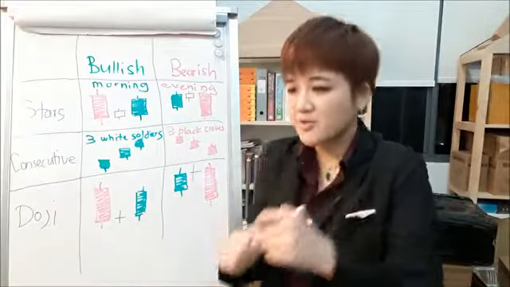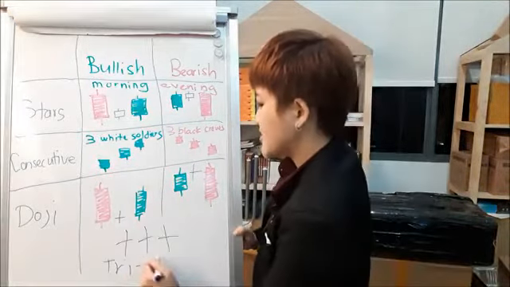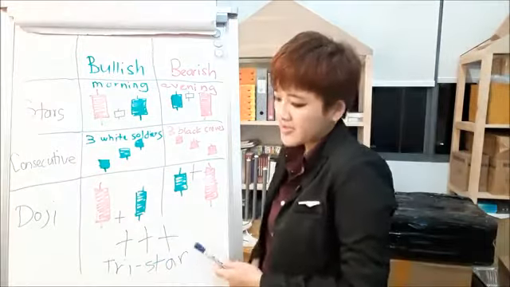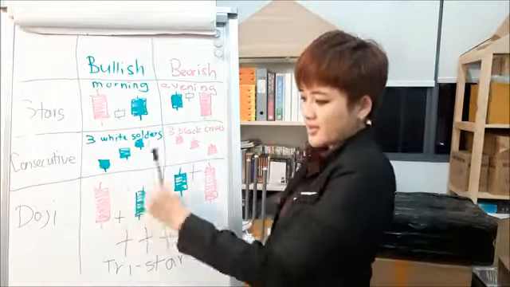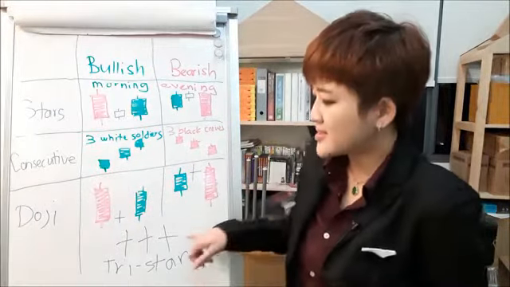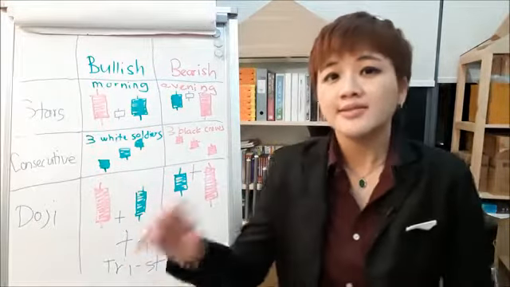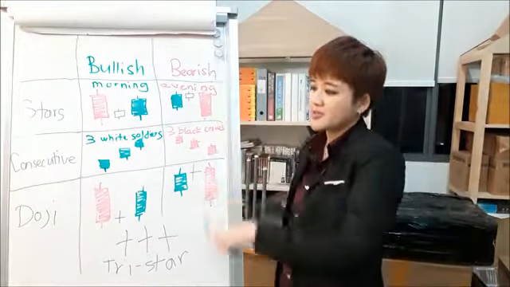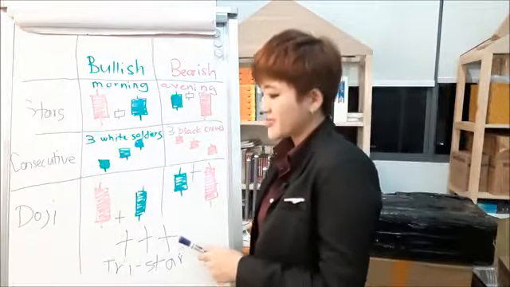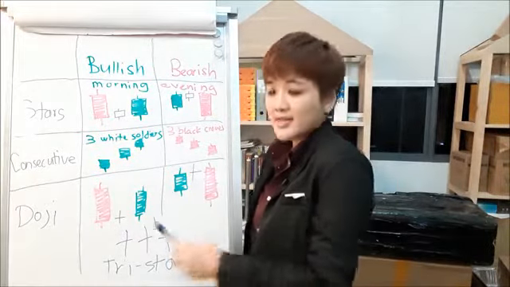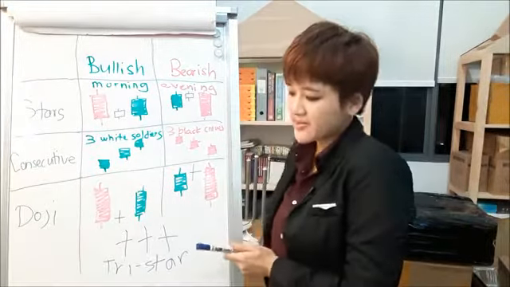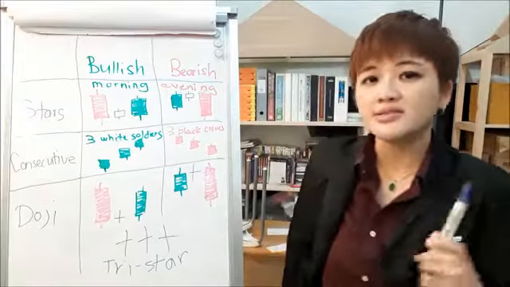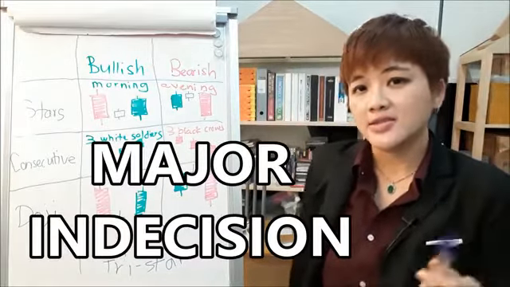And there's one more pattern I want to share with you, the tri-star pattern. Now this pattern depends on the context. It can be a bullish signal, it can be a bearish signal. If you see this at the end of a bullish trend, then it is a bearish signal. If you see this at the end of a bearish trend, then it is a bullish signal. This pattern is not very common, but if you see it, it means major indecision.